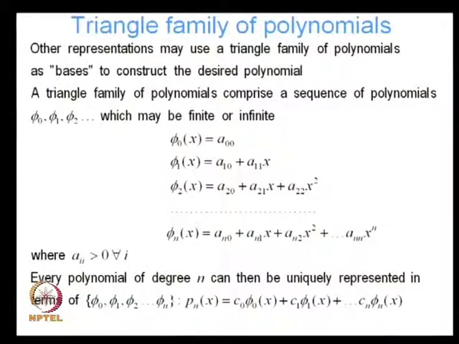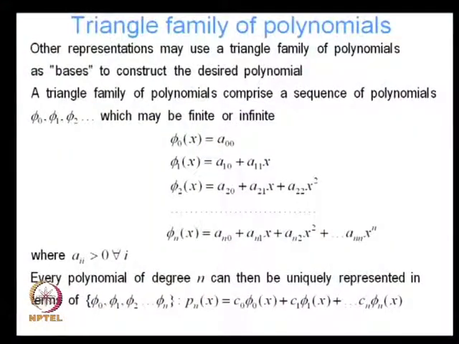Okay. So, other representations may use a triangle family of polynomials, right. We have higher and higher order polynomials which have bases, right, and those bases form a triangle family. They are of higher and higher order. So it comprises a sequence of polynomials like phi 0, phi 1, phi 2. You can see phi 0 is a 0th order polynomial, phi 1 is a first order polynomial, phi 2 is a second order polynomial, and so on and so forth. Phi n is an nth order polynomial.